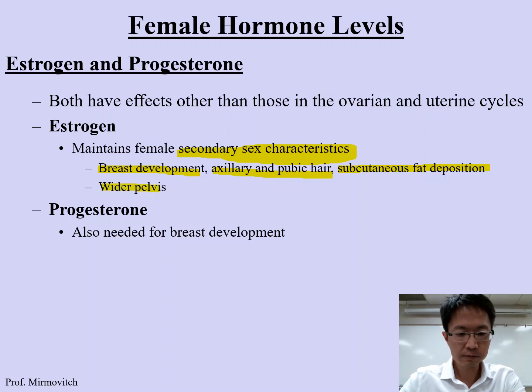Wider pelvis. Wider pelvis is for holding the baby during pregnancy because the baby carries a lot of weight, and a wider pelvis is to support the baby's development. And then progesterone is also needed for breast development. Actually, high progesterone level helps to inhibit the contraction of the uterus. It is to prevent early contraction of the uterus.